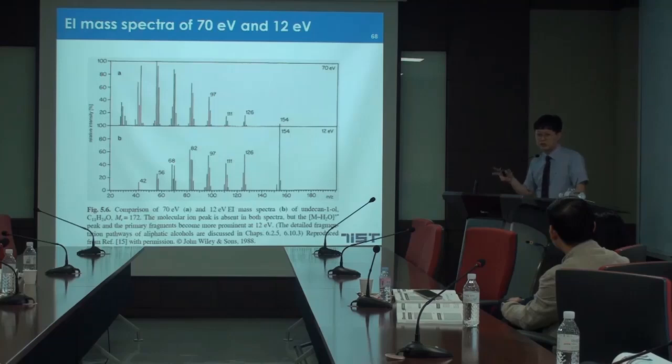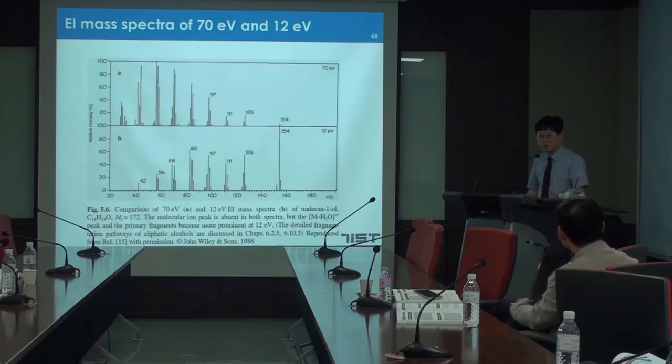All the GCMS instruments use this value, 70 electron volts. So any chemical, when ionized by this electron energy, shows a stable, very constant fragmentation pattern, whatever the instrument. Okay, so this is a general option.